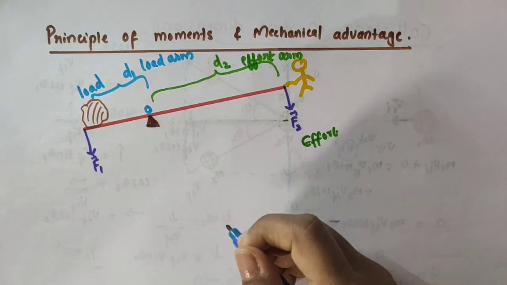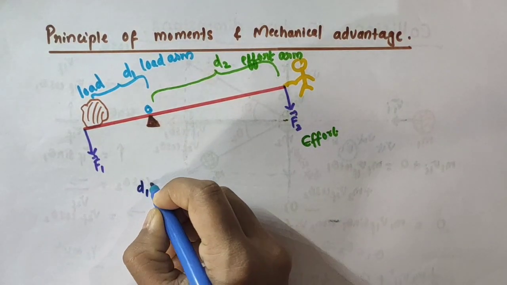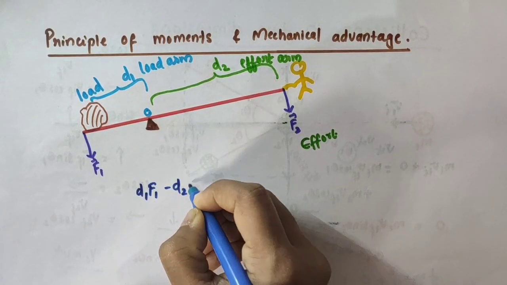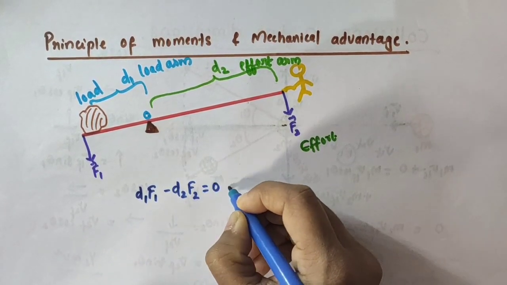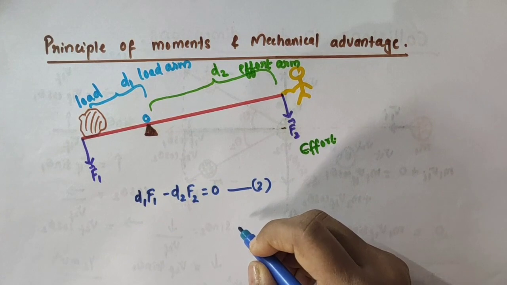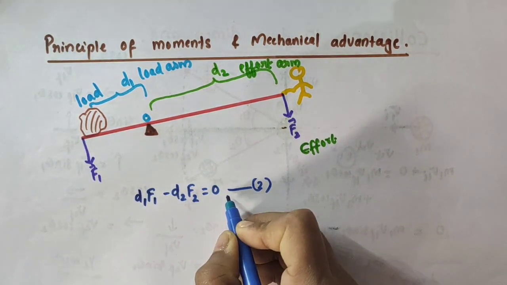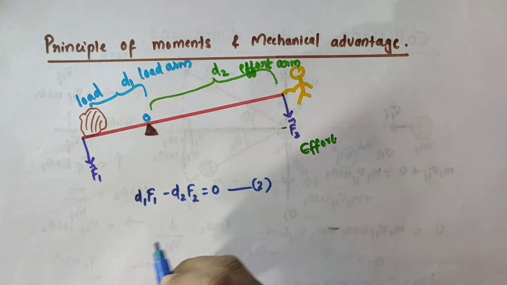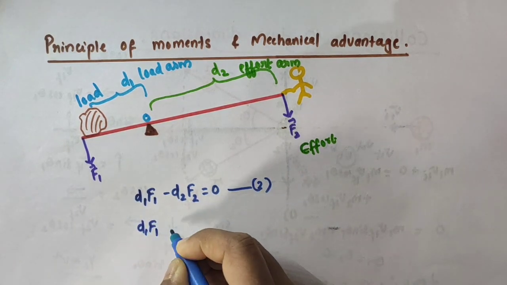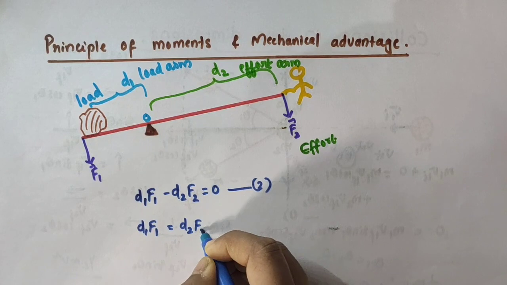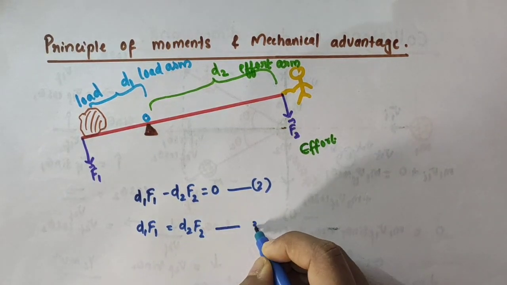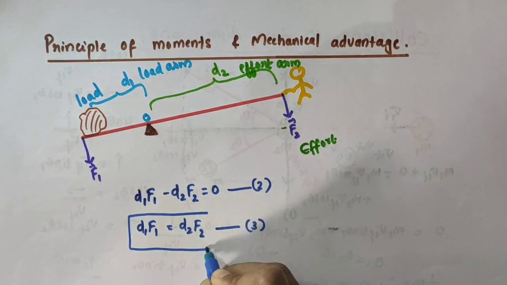Now, from equation number 2, we have D1 F1 minus D2 F2 is equal to 0. If I take this minus D2 F2 to this side, it becomes plus D2 F2. So we can write D1 F1 is equal to D2 F2, and I am taking this as equation number 3.